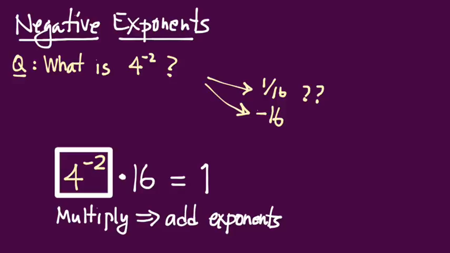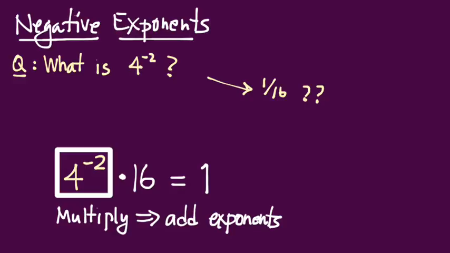Have I changed anyone else's mind? It's a number which, when we multiply it by 16, gives us 1. Can it be negative 16? If I put negative 16 here, I get negative 16 times 16. Negative times the positive has got to be negative. It can't be positive 1. So negative 16 is out. So the only guess that's still on the board that might work is 1 over 16.